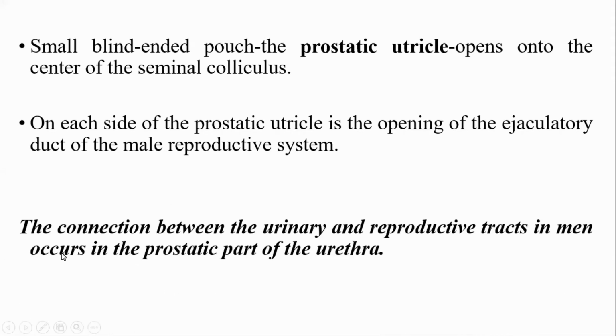The connection between the urinary and reproductive tracts in the male, and this is important, occurs in the prostatic part of the urethra. So both the urinary system and the reproductive system, the dual function, take place in the prostatic part of the urethra via the opening of the ejaculatory duct. The ejaculatory duct opens into the prostatic part of the urethra on either side of the prostatic utricle.